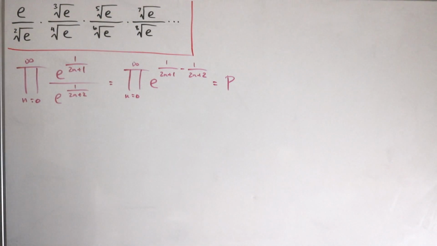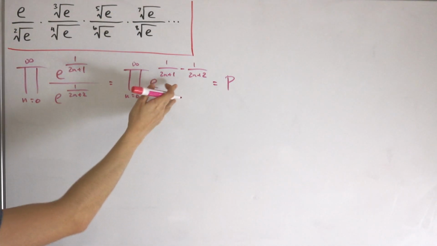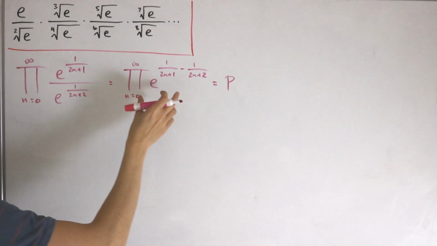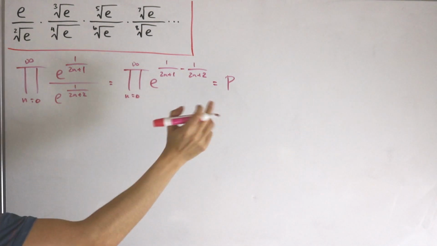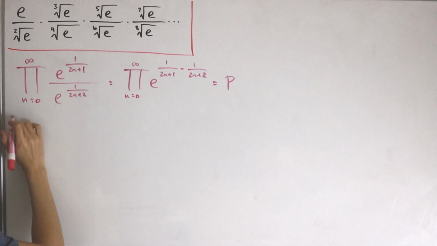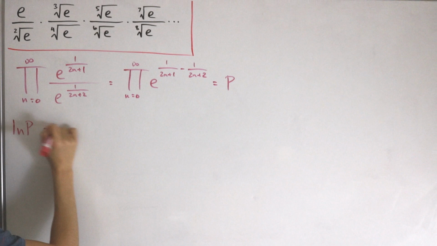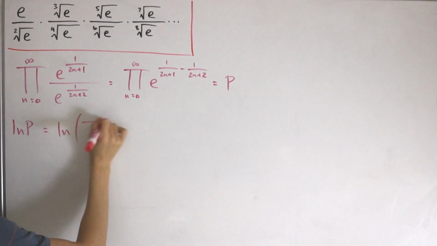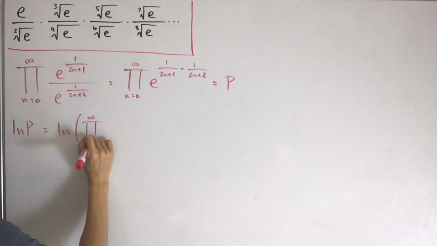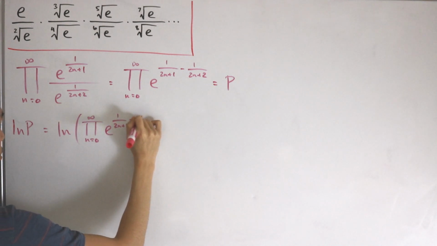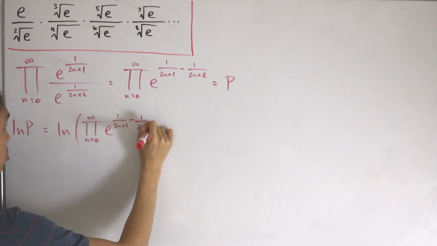So with this being the case, how will we tackle such an infinite product? In a situation like this, let's suppose that this does converge to some value. With that being the case, let's take the natural log of both sides, as I mentioned earlier. So we have that ln of P is equal to ln of this infinite product over here: e to the power 1 divided by 2n plus 1, minus 1 divided by 2n plus 2.